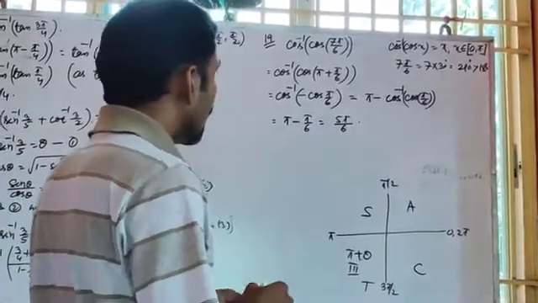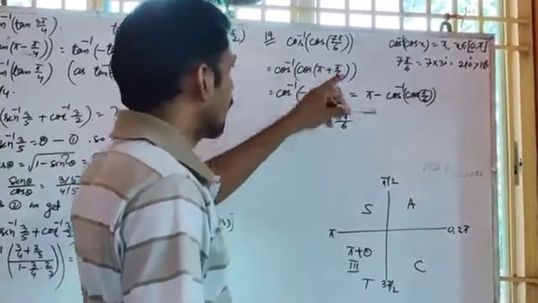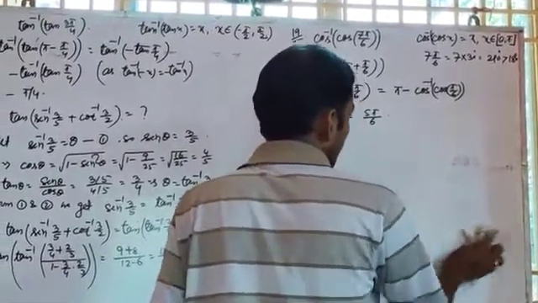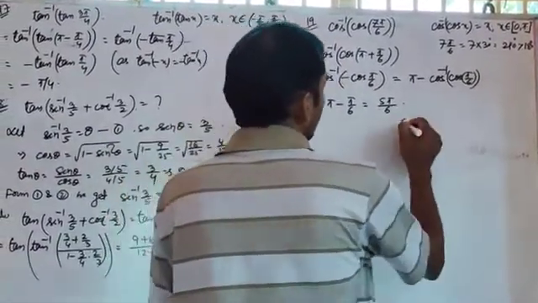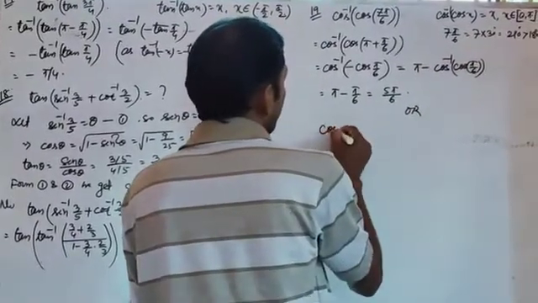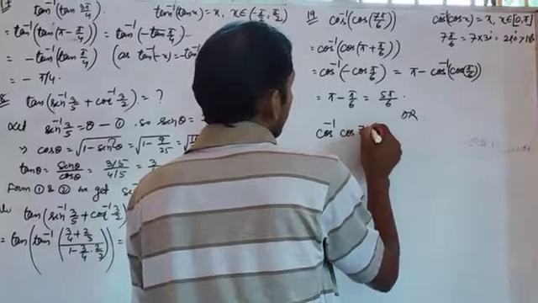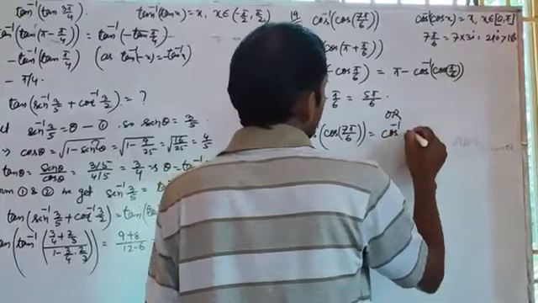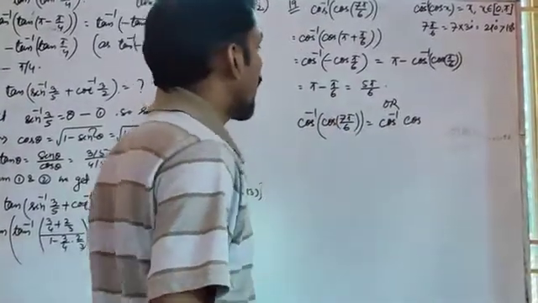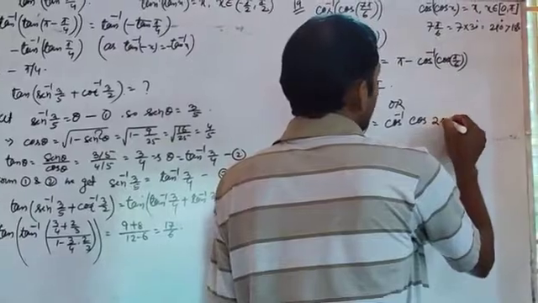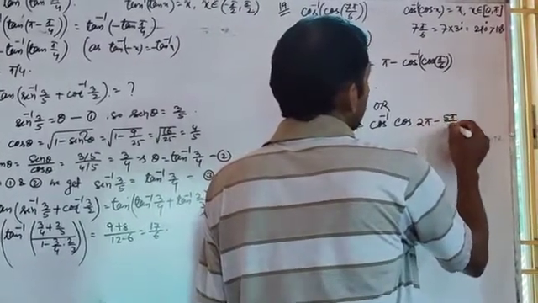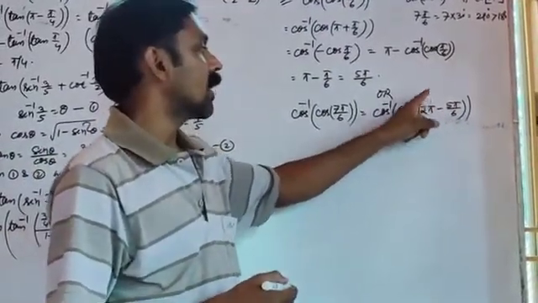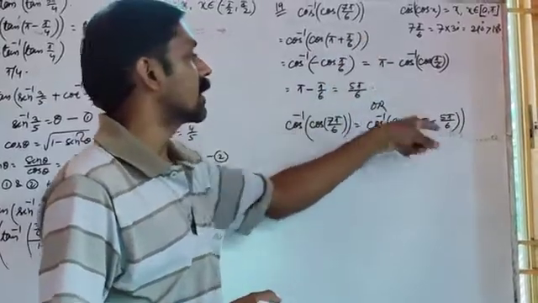Or you can do it in another way also. You can write cos inverse cos 7 pi by 6. Now 7 pi by 6 can also be written as 2 pi minus 5 pi by 6. Now you check. It is 6 to 12, so 12 pi minus 5 pi, 7 pi by 6. That also comes.